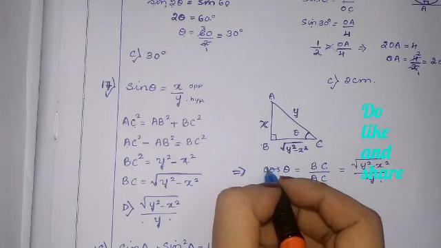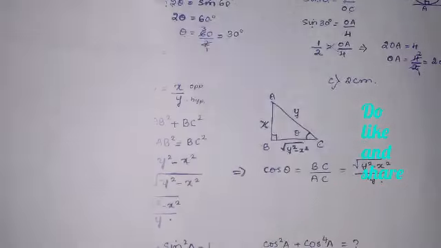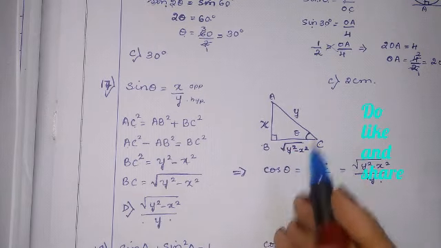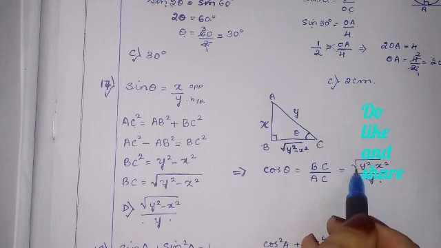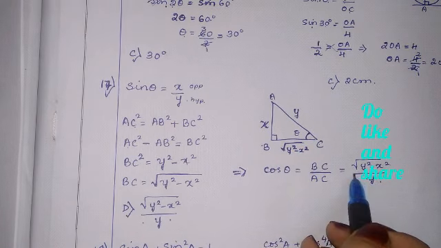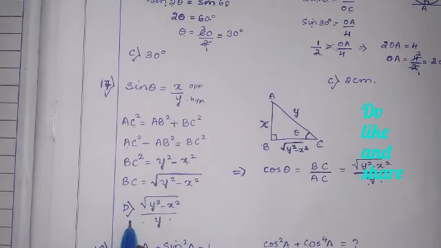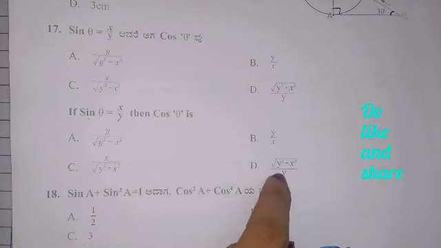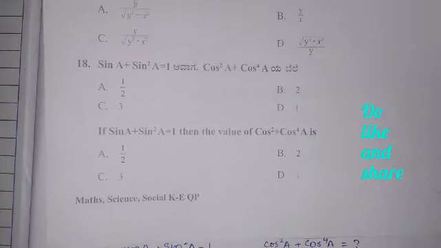Now they have told us to find cos theta. See the question one more time: if sin theta is equal to x by y, then cos theta is. Let us find cos theta. Cos theta is adjacent upon hypotenuse, that is BC upon AC. BC is root of y square minus x square upon AC, which is y. So the correct option is D, root of y square minus x square upon y, is the correct answer. Okay, let us see the next question.